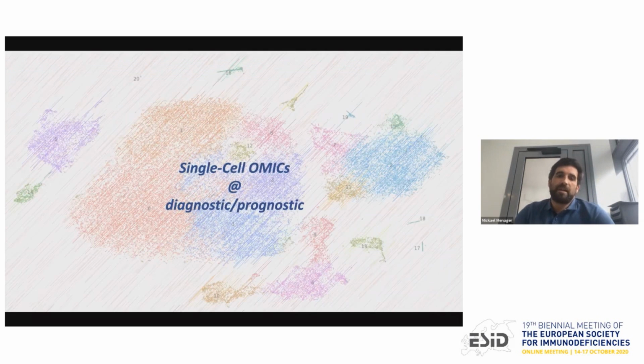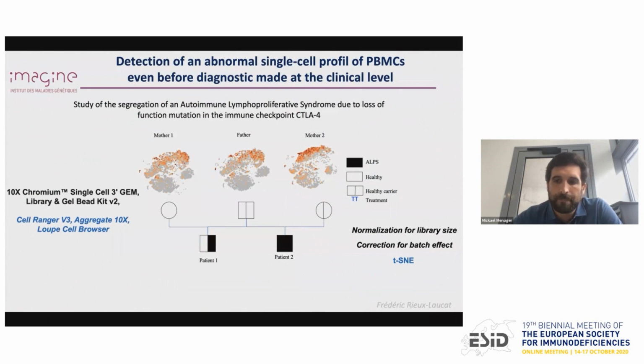And so with the time I have left, I would just like to show you one last very interesting example, which is so far unique. Another collaboration with my colleague Frédéric Rioloca. This time we're looking at a loss-of-function mutation in an immune checkpoint regulator, CTLA4. Without CTLA4, that leads to lymphoproliferative syndromes with autoimmune clones.